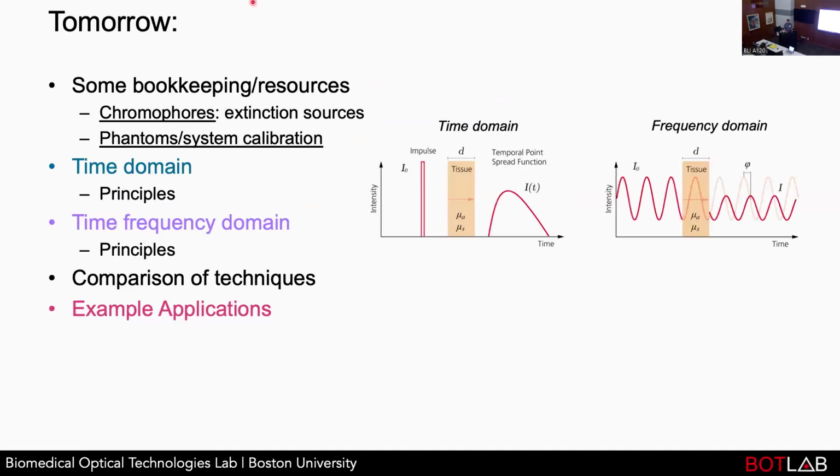Now tomorrow we're going to start with some bookkeeping. I'm going to tell you more about chromophores, real-world resources, literature sources where you can get extinction values for chromophores. We're going to talk about time domain and frequency domain. We're going to compare all 4 techniques, talk about when to use one versus another, and go through some example applications.